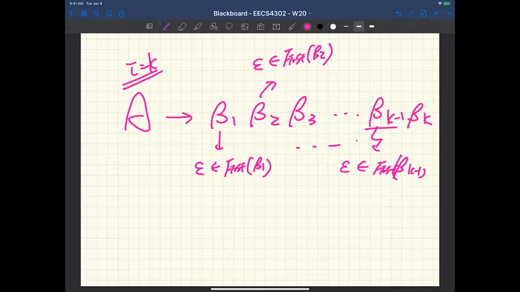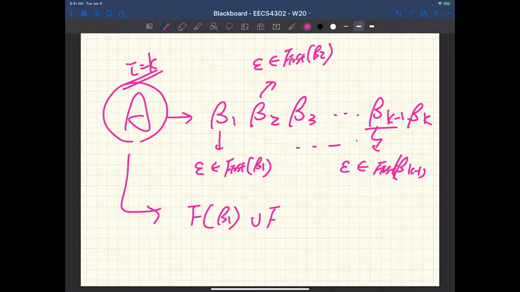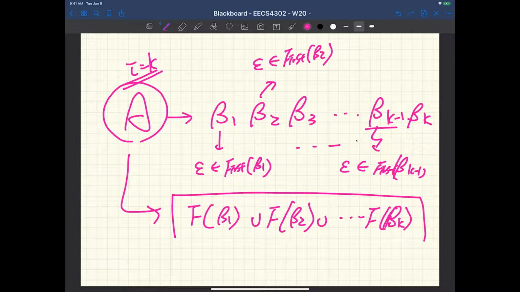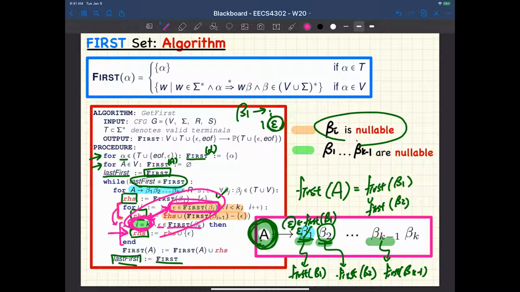So that means up to here, what would be the first of A in this particular case? It would be basically the first of beta 1 union the first of beta 2 all the way to beta k. So this is a very important thing to note. I will take questions if you have any. Raymond, you okay? Coco, question. The previous slide, yes. Oh, by the way, I'm not talking about the general case. I'm just saying in the case where the loop is running to its maximum number of iterations. So that's what's happening.